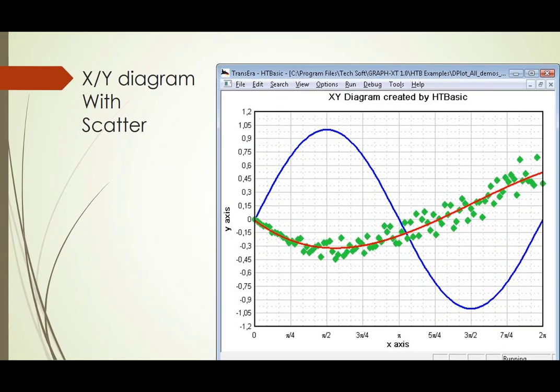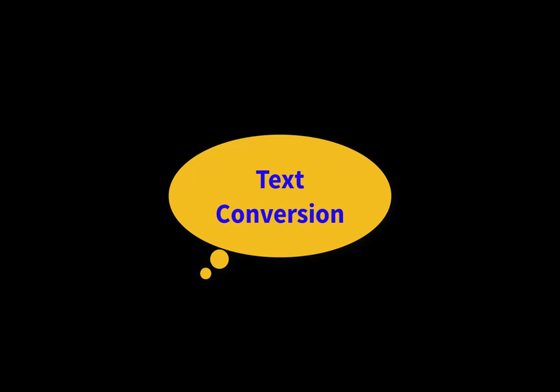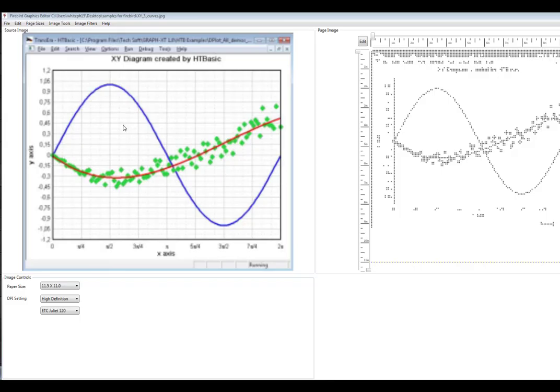In this graphic, we have three distinct issues. We see that the text was not converted correctly, there is no grid, and the data points are blurred. Let's remediate these first three issues. Text conversion. When you create text from a graphic, it basically is just making a picture of the text and not converting it into actual text in Braille.